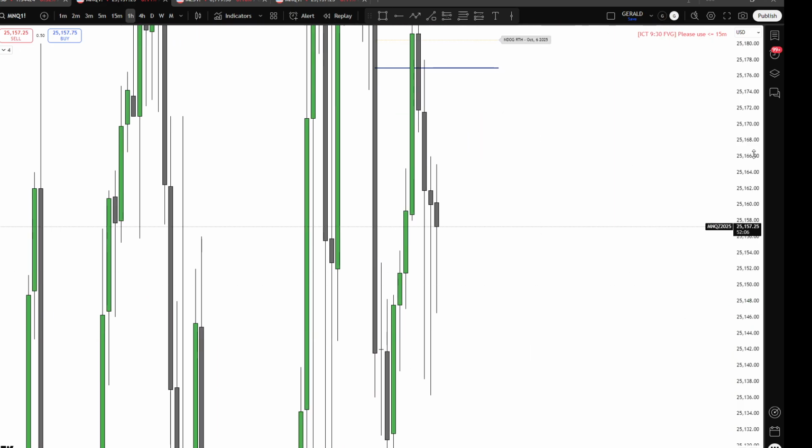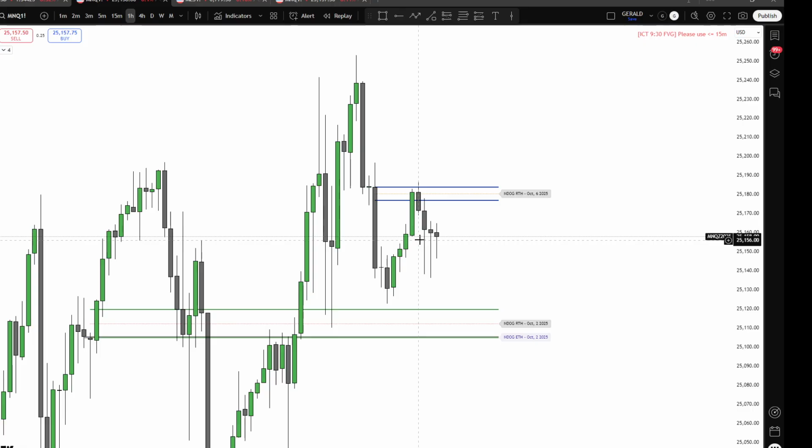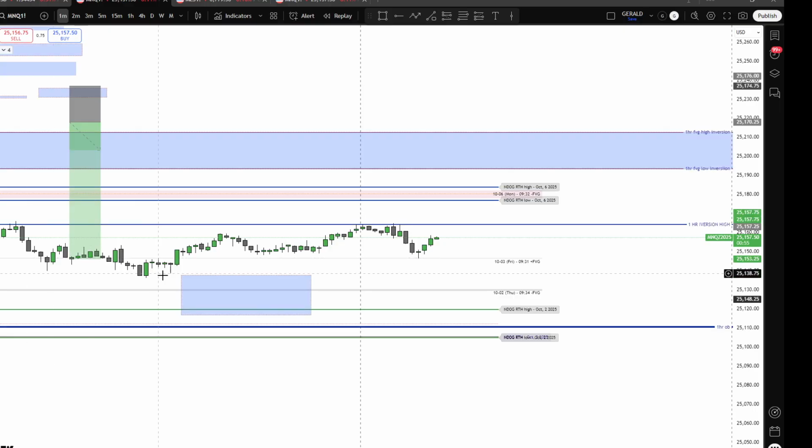We look at this gap here as an inversion gap. When you go to 1 hour, that is what I was talking about. Now let's go back to 1 minute.